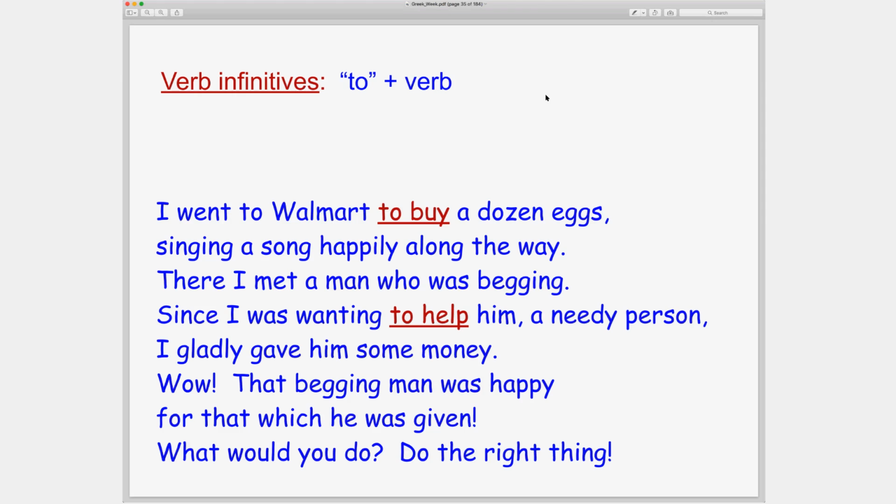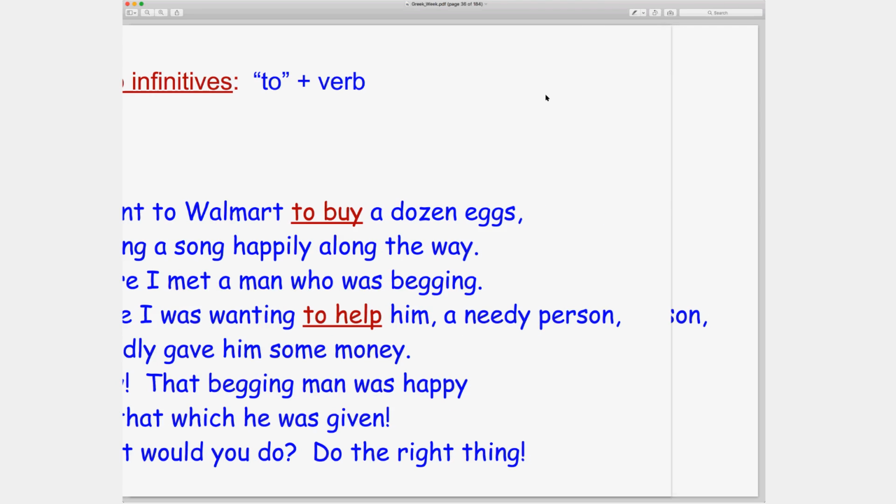Infinitives, you add to plus the verb, to buy. Expresses a principle. I went to buy. To help. Okay.